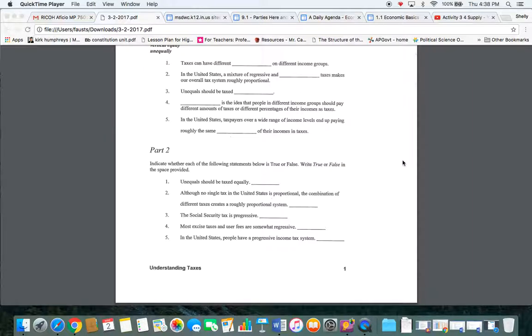Social Security tax is progressive. We've already looked at that, and we know up to the cap it is proportional, and then after that it's regressive, so that has to be false. Most excise taxes and user fees are somewhat regressive. That goes back to one of the first questions where I said if you and I bought gas, which has an excise tax attached to it, we are going to pay different percentages of our income. You're going to pay a higher percentage than I do, so that is regressive. And then in the United States, we do have a progressive income tax system. We have the tax brackets. Unequals are taxed unequally.